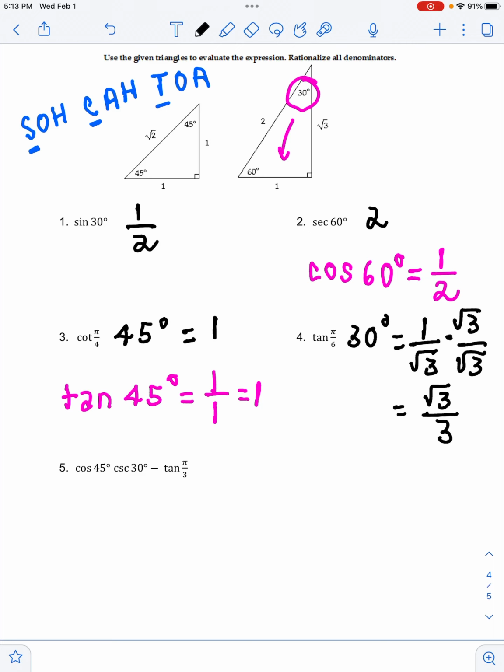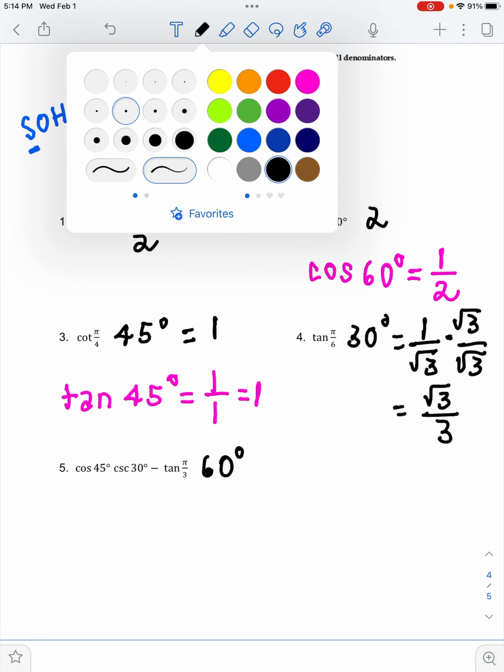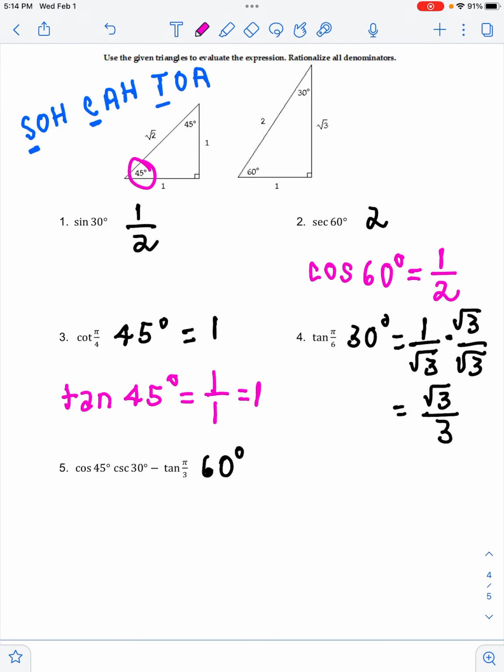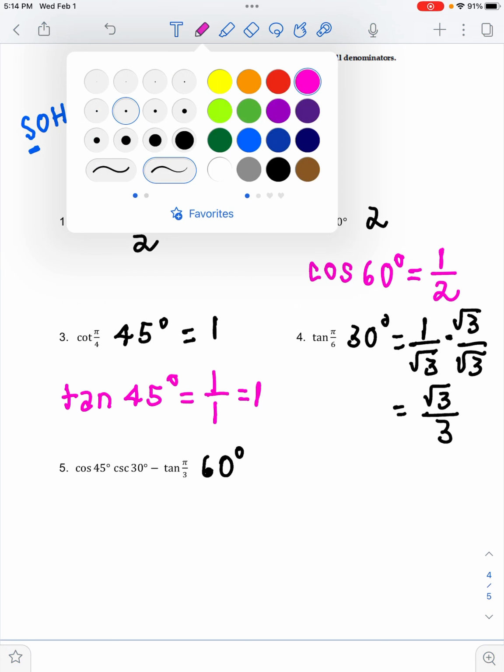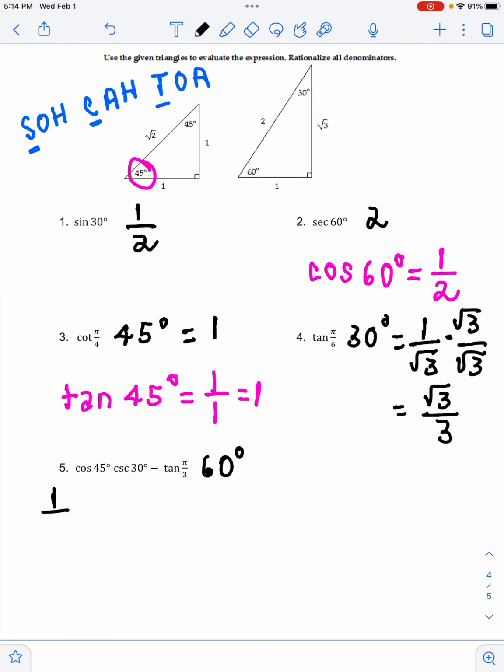The last one, we've got the cosine of 45 degrees times the cosecant of 30 degrees minus the tangent of pi over 3, or the tangent of 60 degrees. So let's look up to our triangle, and we're going to use the 45-degree angle, either one. The cosine is adjacent side over hypotenuse. So for our angle, that's going to be 1 over the square root of 2, but we'll need to rationalize that. So that really becomes square root 2 over 2.